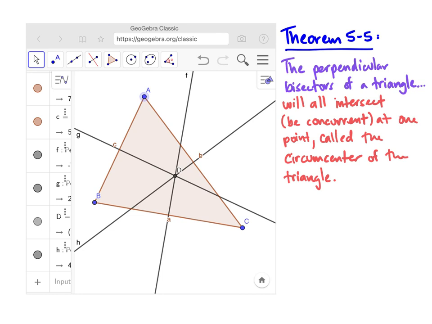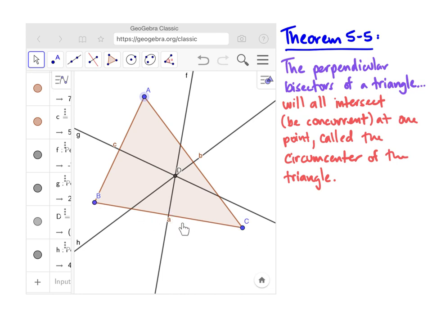And that is part of the idea for Theorem 5-5. So we can see that those 3 perpendicular bisectors are intersecting at one single point, but we should be able to take it even farther than that. Let's think about point D, and let's think about segment BC. Point D is on the perpendicular bisector of segment BC. That's this line here, line F in my picture.